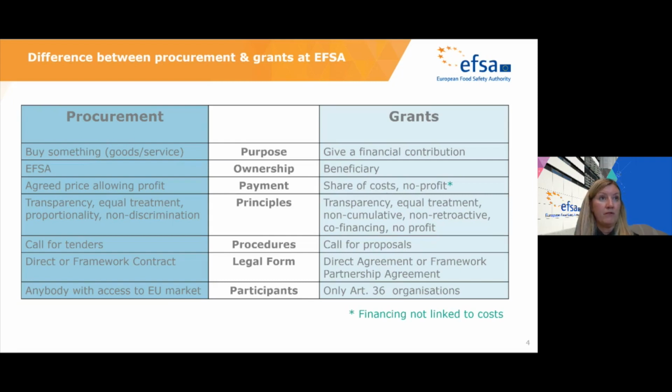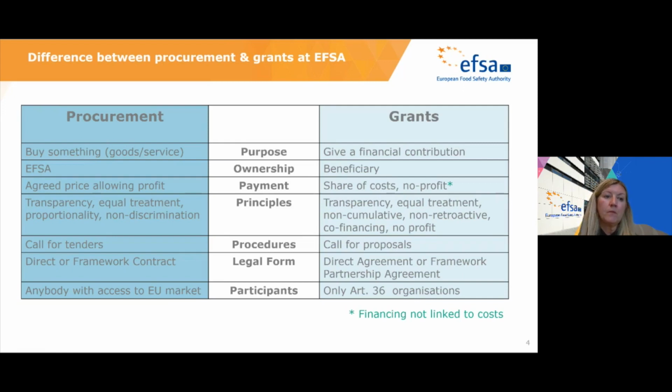The principle of co-financing, so we should generally expect that the beneficiary would finance part of the action. Non-cumulative, which also means that an organisation receiving a grant should not be in receipt of a grant from another EU body. And we also have the no profit principle, which we discussed on the previous slide.